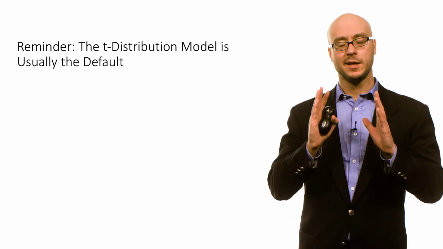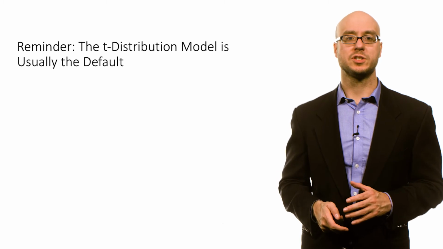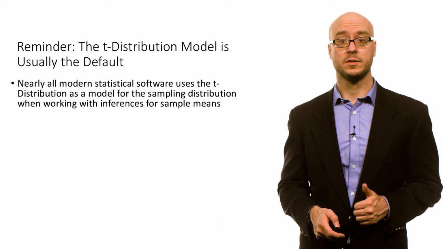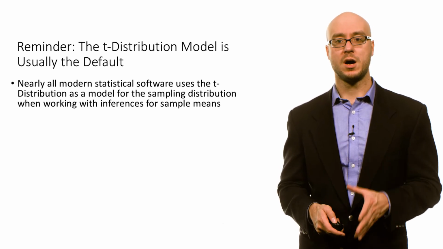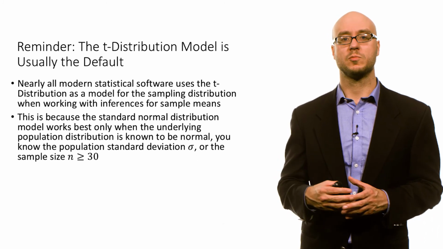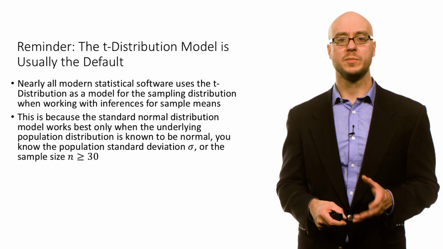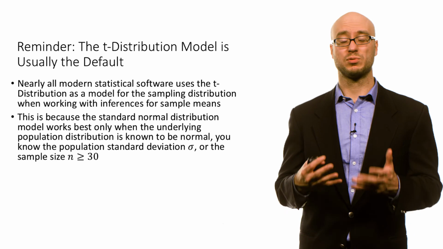So keep in mind that in most applications, when you're making inference about the mean, they use the t-distribution model as the default. Nearly all modern statistical software is going to use the t-distribution as a model for the sampling distribution. The reason is that the standard normal distribution model works best only when the underlying population distribution is known to be normal, you know the population standard deviation sigma, or the sample size is pretty large.